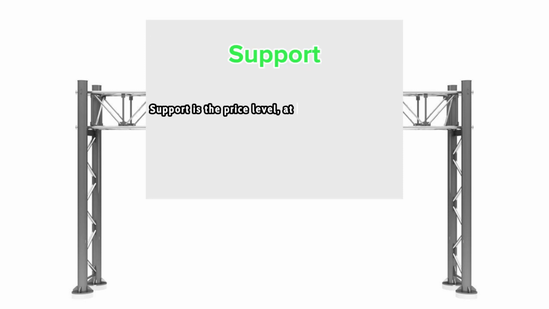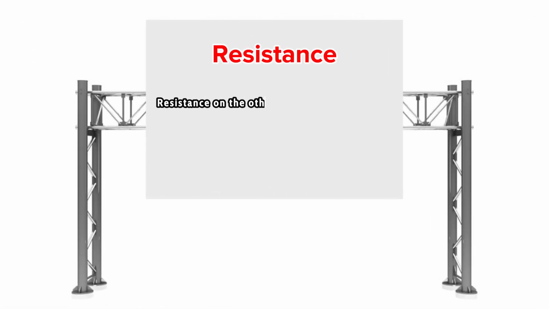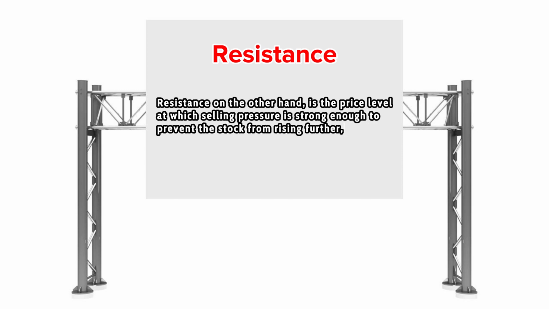Support is the price level at which demand for a stock is strong enough to prevent it from falling further, acting as a floor for prices. Resistance, on the other hand, is the price level at which selling pressure is strong enough to prevent the stock from rising further, acting as a ceiling for prices.